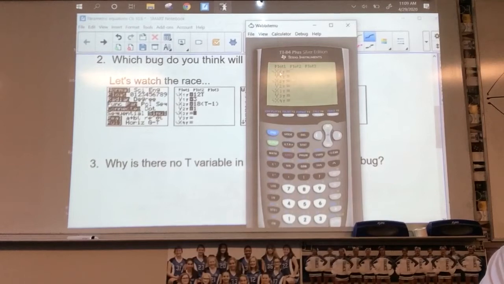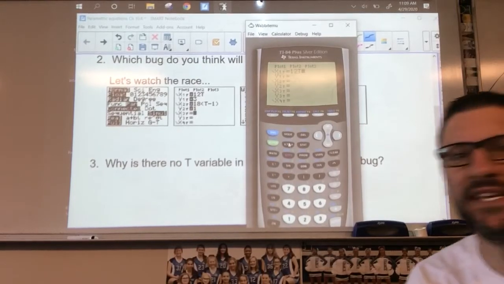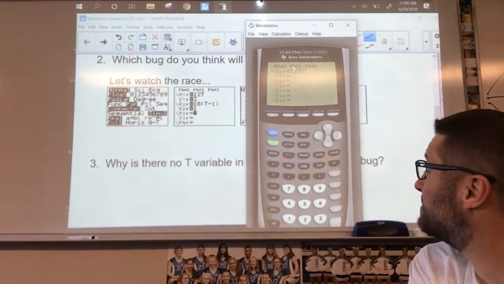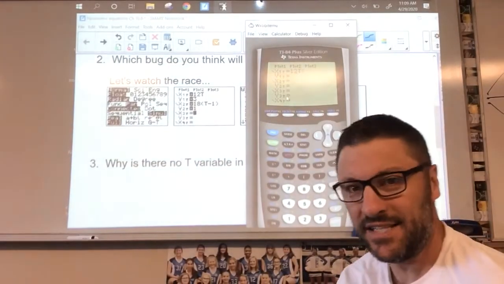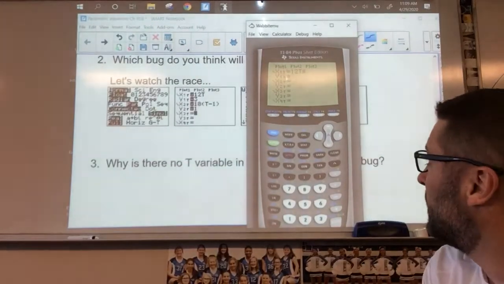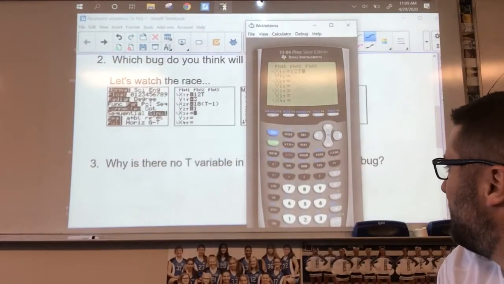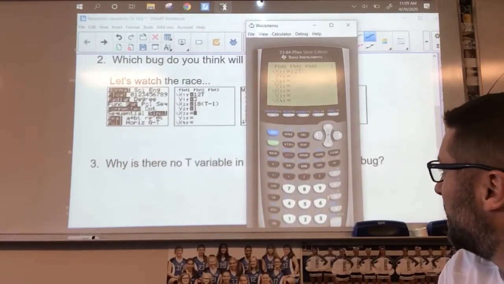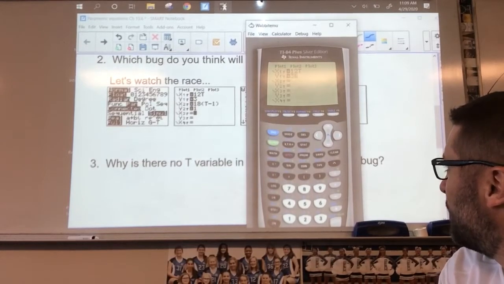So bug 1, its x value was 12t. So I'm going to enter 12t for bug 1. And notice when I hit the X,T,theta,n button right there, it actually comes up with 12t. And t is really a variable for time that tells us how far he is and at what point. And then this y value of 3 basically means we're going to put him in lane 3. I'm going to put this bug in lane 3.